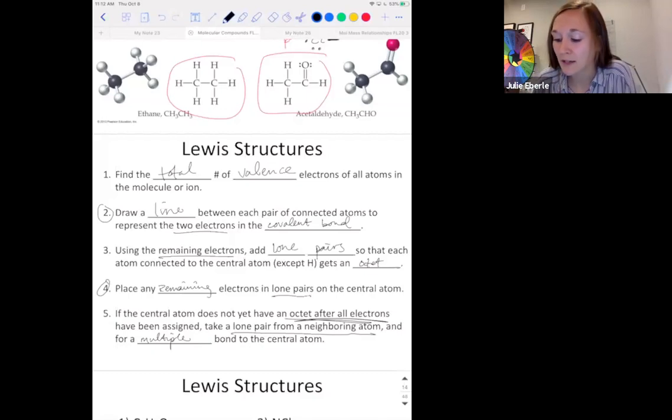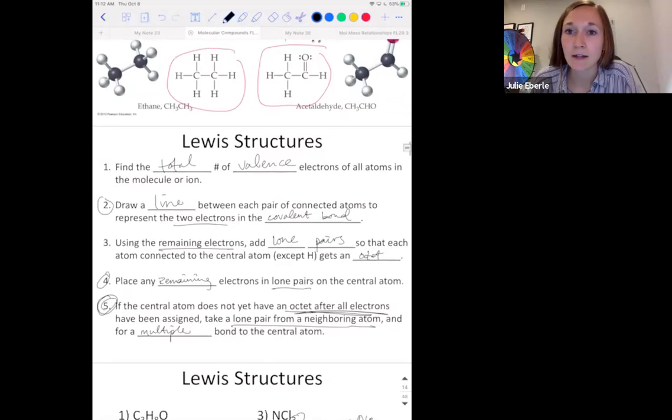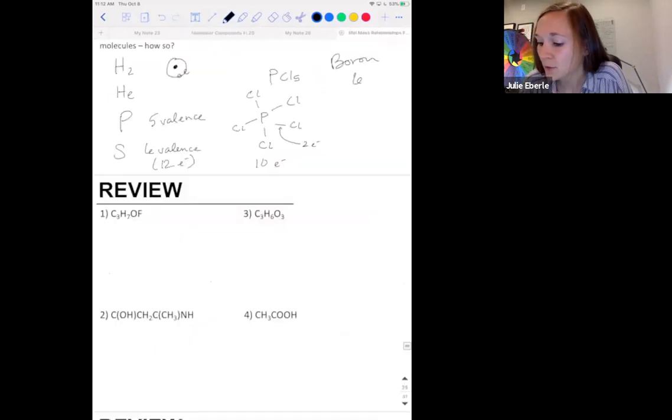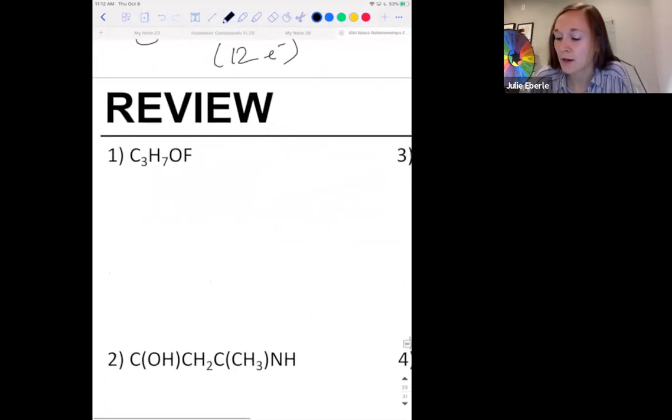The greatest example of rule number 5 is if you draw out CO2, carbon dioxide. You follow these rules step by step, 1, 2, 3, and you realize you get to number 5 and your central carbon does not yet have an octet. So you got to pull lone pairs off the oxygens and you'll have 2 double bonds in a molecule of CO2. All right, let's practice this though. There's the rules. Let's start with number 1. I'm going to give you all a second, start adding up the valence.